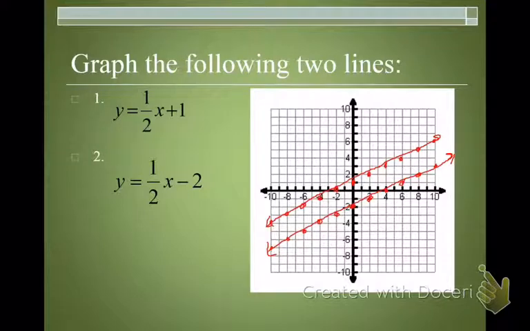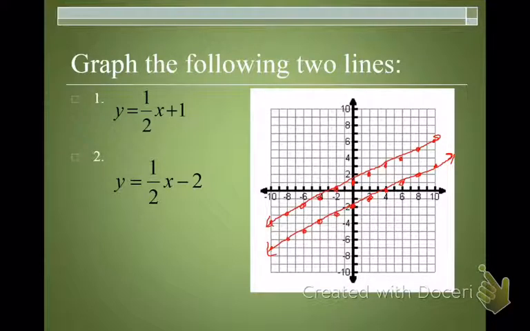Now, since we're starting at two different points on the y-axis, but we're walking to the next point the exact same way, hopefully it makes enough sense to say that these two lines are never going to cross. That's your question there in your notes: are these two lines ever going to cross? And the answer is no.